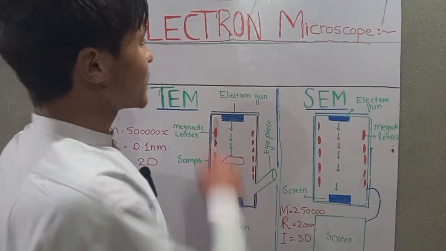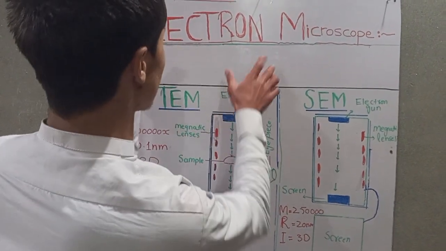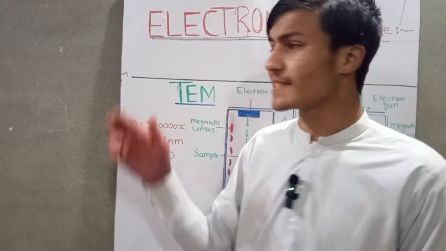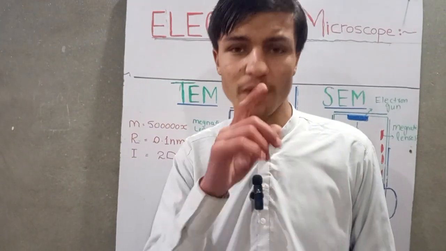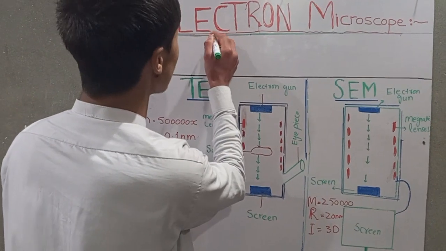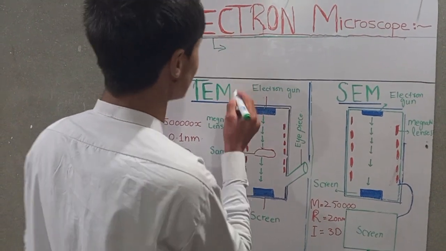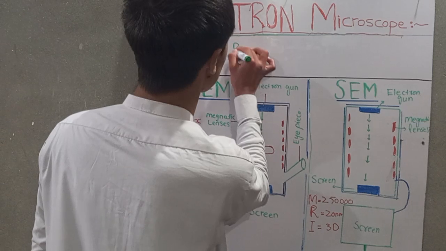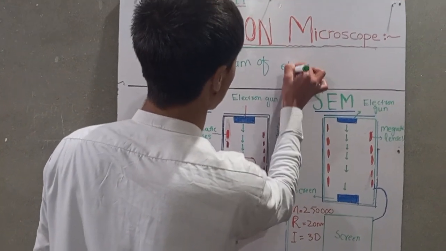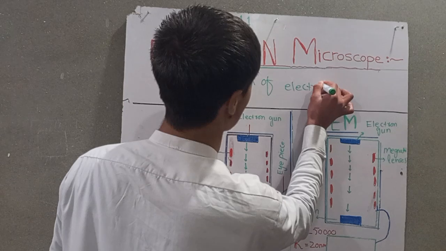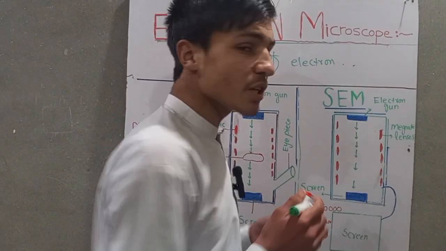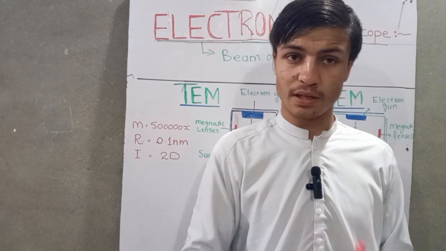So, we will start. First of all, we will talk about the electron microscope. What is an electron microscope? Why is it called an electron microscope? First of all, we will discuss that. An electron microscope is a type of microscope in which a beam of electrons is used for illumination of the object.